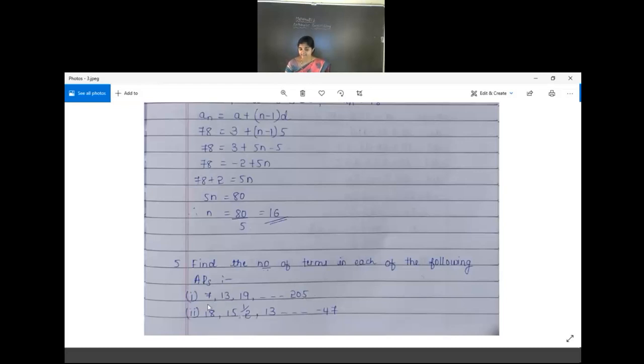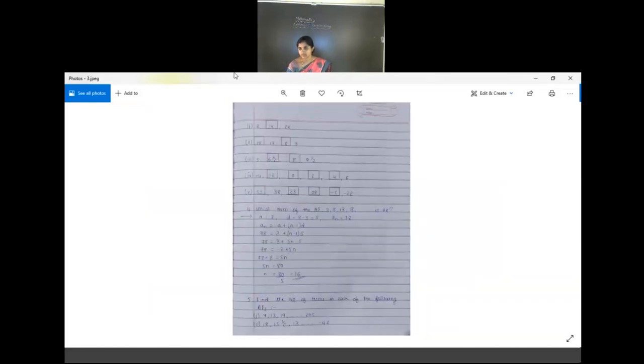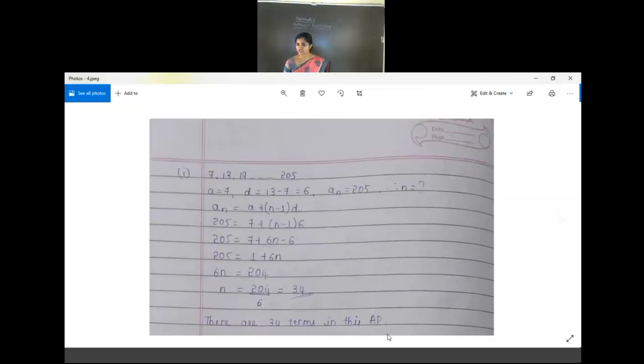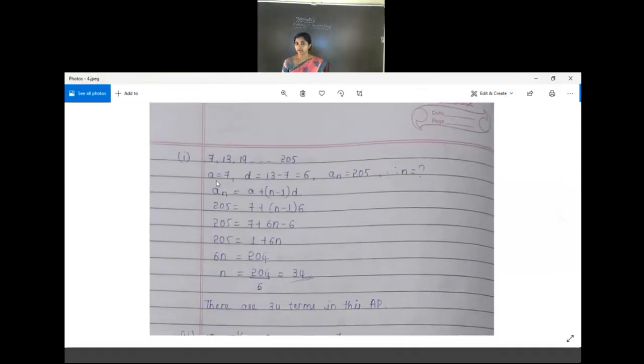First question: 7, 13, 19, and so on up to 205. So let us move on to our solution part. Solution is like this. First we have to mention a, the first term, 7. The difference is a2 minus a1, that is 13 minus 7 is 6. Then an is our last term of the AP. The progression ends at 205, so we take an as 205. Then what is n here? We have to calculate the total number of terms.